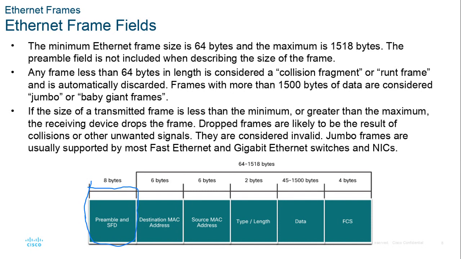Now, if the size of a transmitted frame is less than a minimum or greater than a maximum, it should be dropped, probably because of a collision or electrical interference. So this preamble is wake up, here comes the stuff.